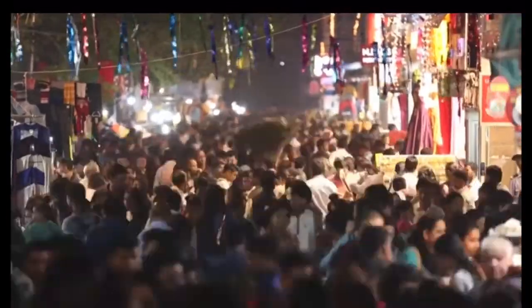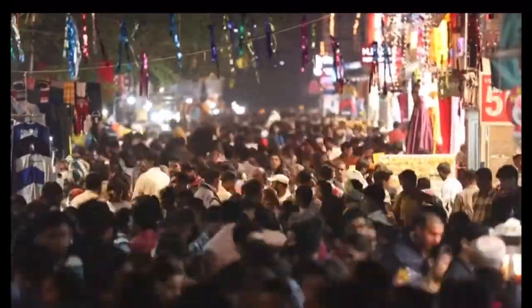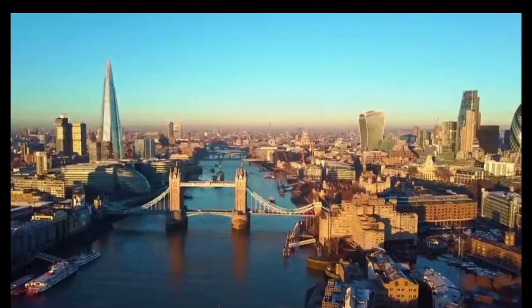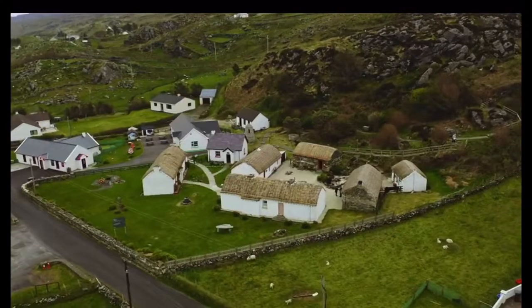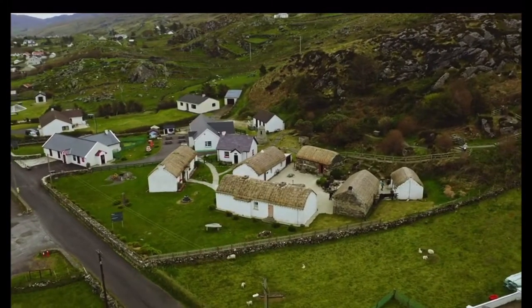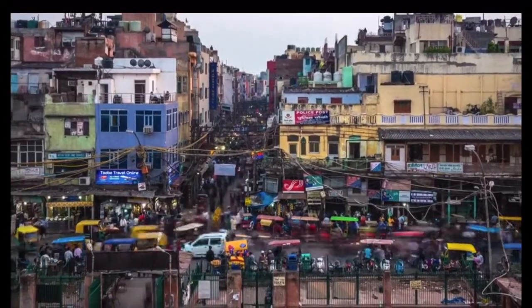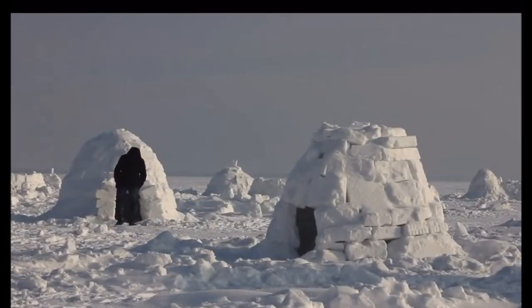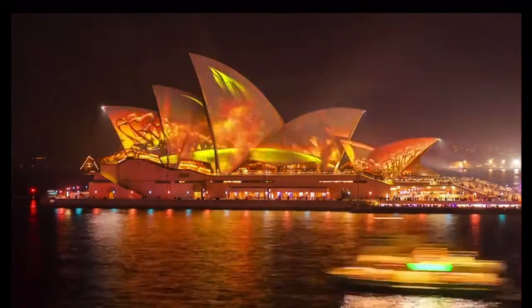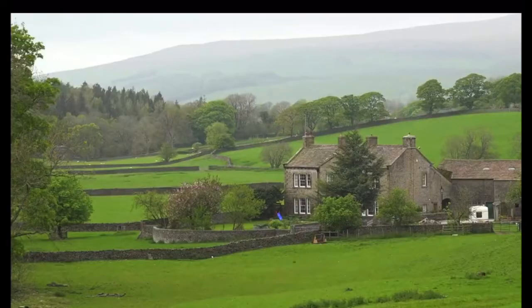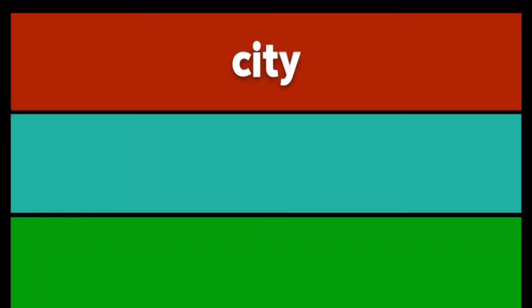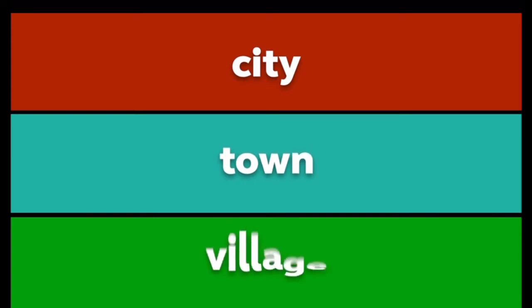Human beings have developed all sorts of settlements or communities. Some big, some small, some close together, and some far apart. Pretty much every settlement, no matter how extraordinary or ordinary it is, can be classified as a city, a town, or a village. But what makes these places different?